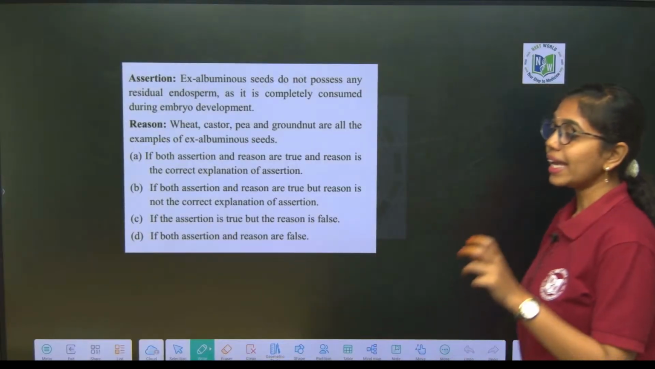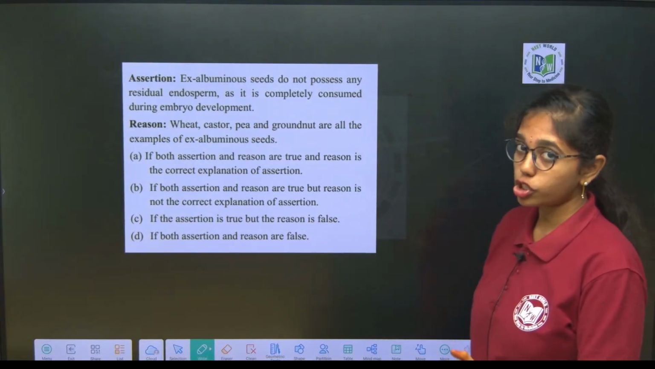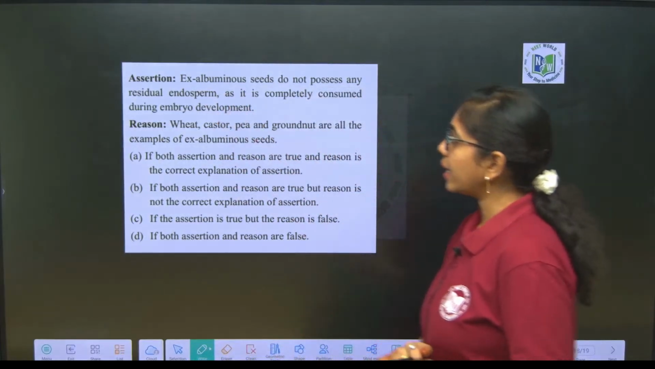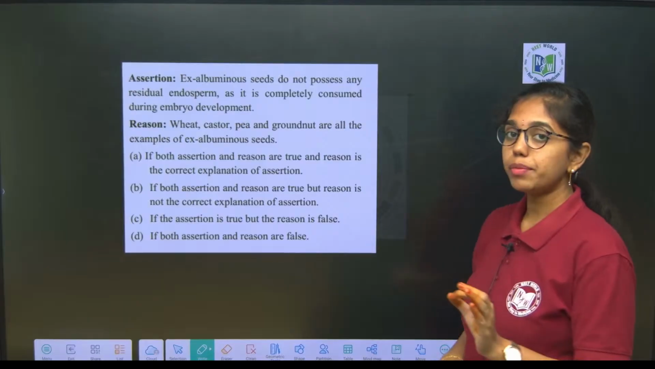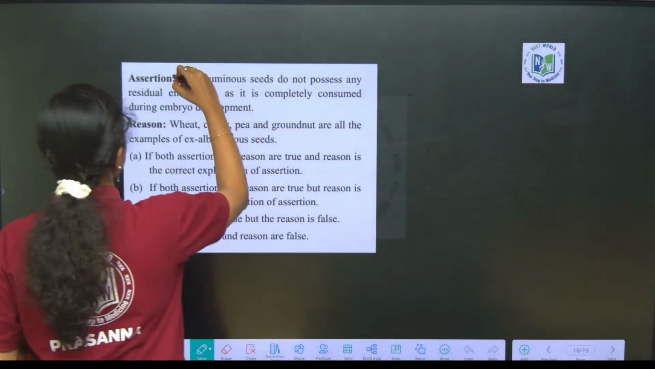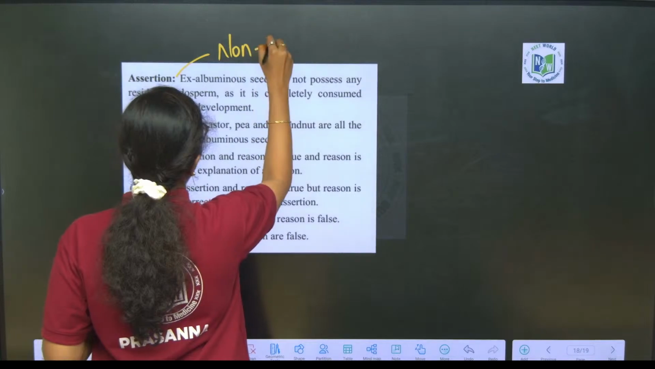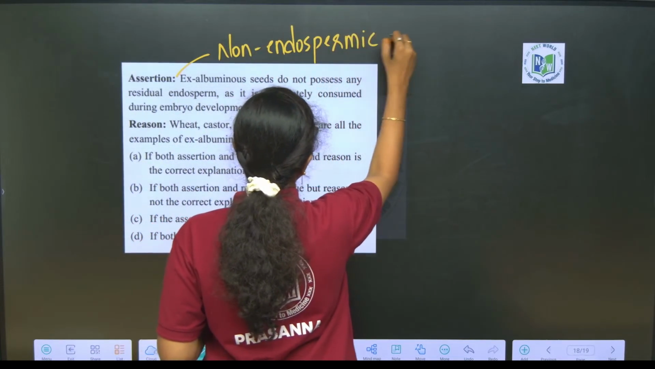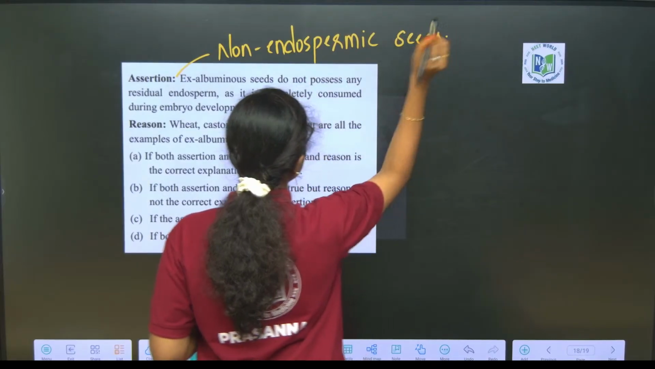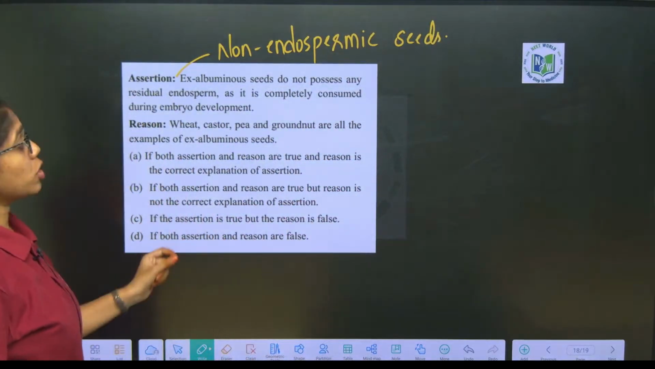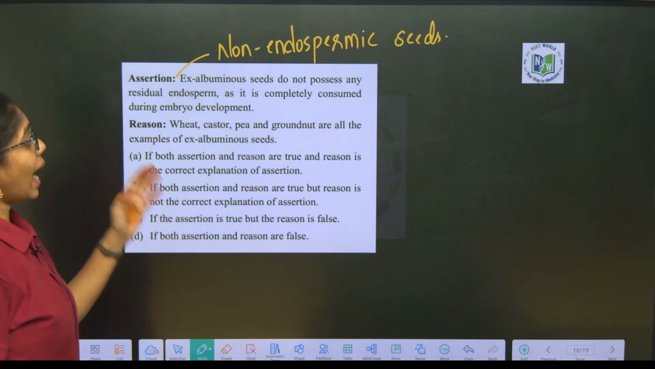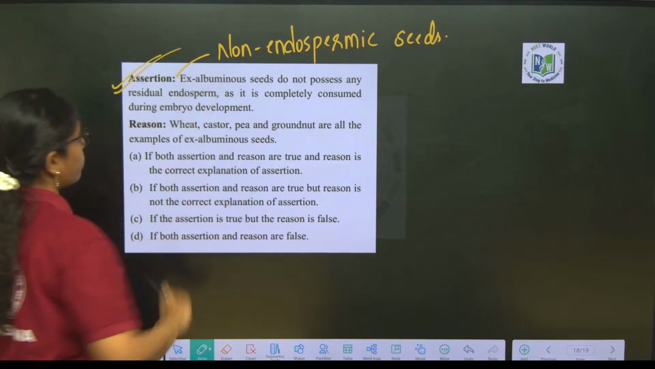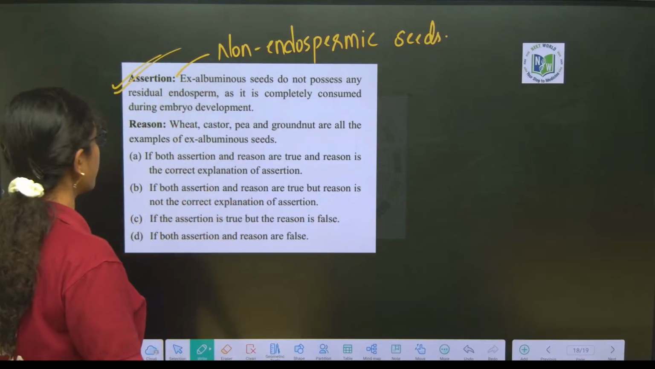Next question, again assertion reason type of question based on endospermic seeds and non-endospermic seeds. In assertion it is clear that ex-albuminous seeds means non-endospermic seeds, one and the same. They do not possess any residual endosperm as it is completely consumed during embryo development. Yes, it is completely consumed during embryo development.